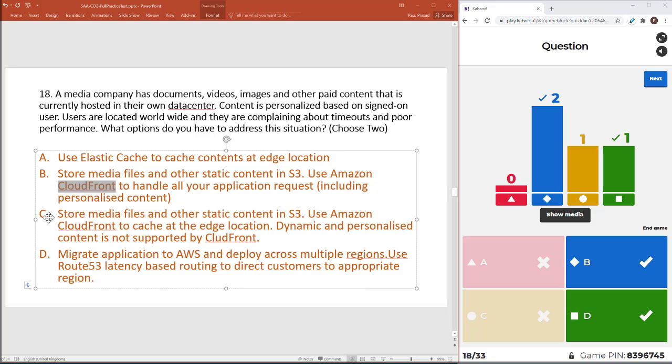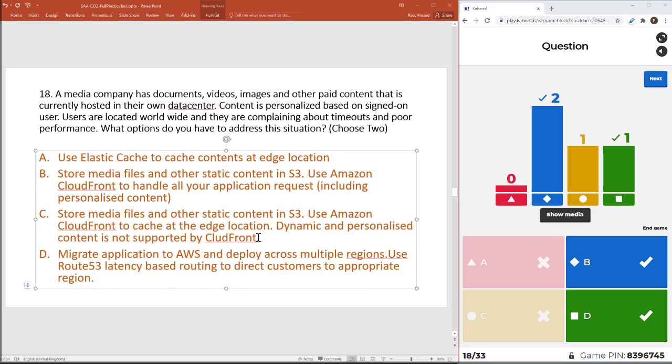Let's see option C. To store media files in S3 makes sense. Use CloudFront to cache at edge locations makes sense. You'll be able to reach your global users. Dynamic and personalized content is not supported by CloudFront. That is wrong.